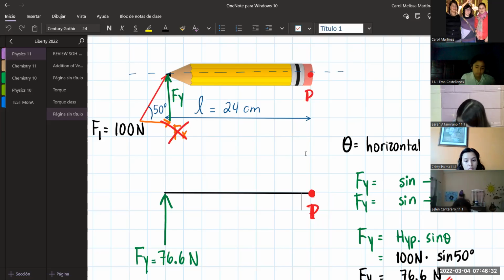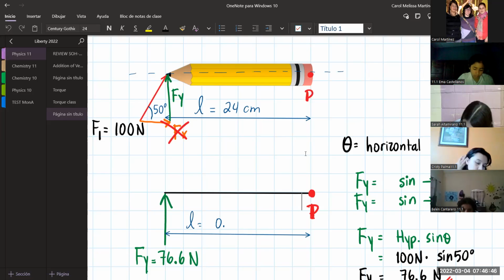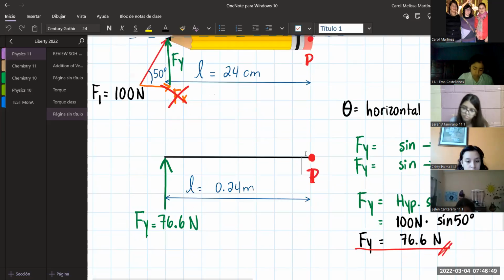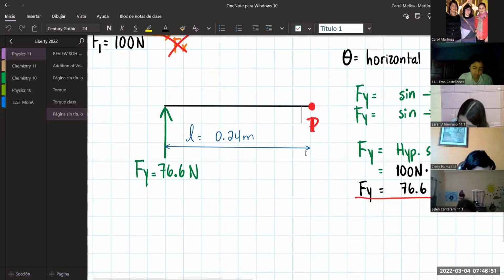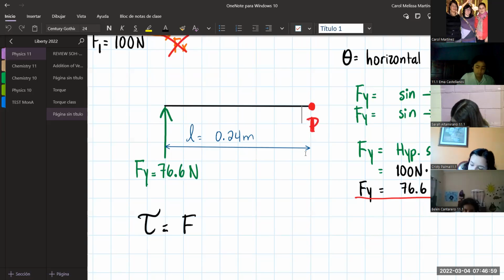What is the lever arm? Already converted to meters, it is 0.24. Okay, so here the lever arm in meters is 0.24 meters. Now we are able to apply the formula for torque. So we say torque is equal to force times the lever arm. Okay, 18.384 Newton meters.